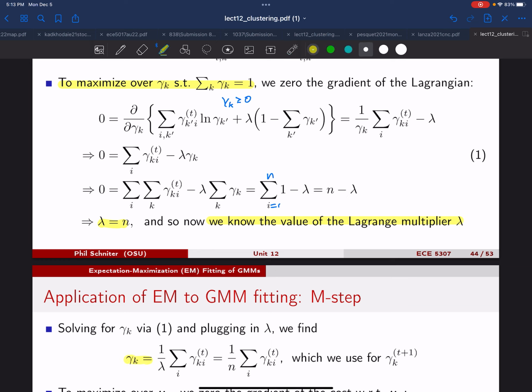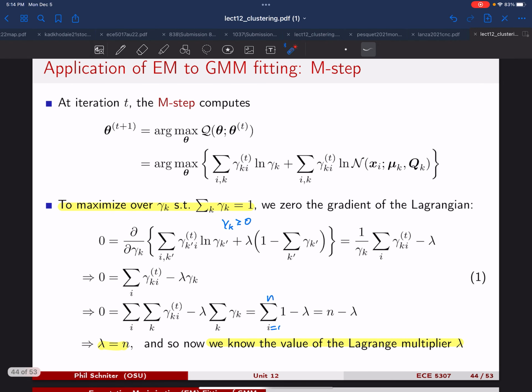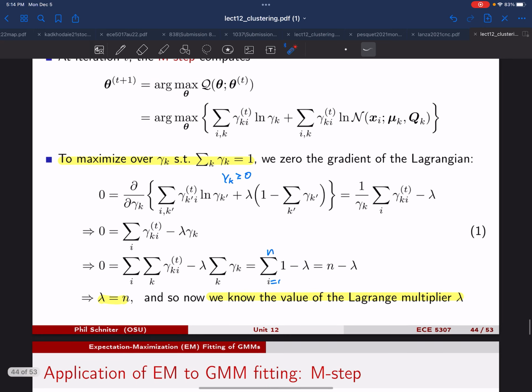So this is what we use as our guess for the next iteration. Okay, so that's the first thing. We just figured out how to optimize over the gamma k's. Next, let's figure out how to optimize over the mu k's.